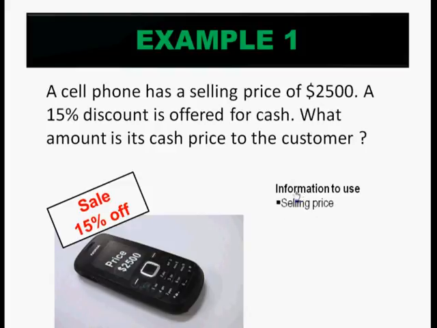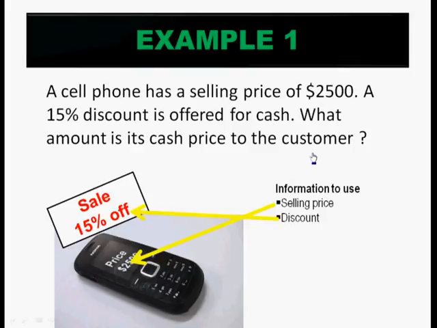One, we're going to use the what? Selling price, which is the 2,500. We're also going to see the 2,500 there. We're going to use the what? The discount percentage, which is the what? 15% off.